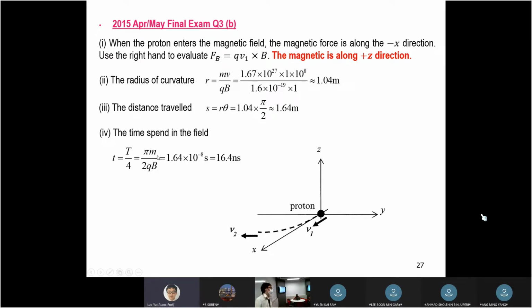First, because it's 1/4 of the circle, to complete 1/4 of the circle I just need 1/4 of the period. The period is 2 pi m divided by qB. So 1/4 of the period is pi m divided by 2 qB. Here I get about 11.4 nanoseconds. Or you can just use the whole distance traveled divided by the corresponding velocity, and you get exactly the same answer. This is how the 4 marks part should be solved. If you have a question, raise your hand. Otherwise, I will continue.